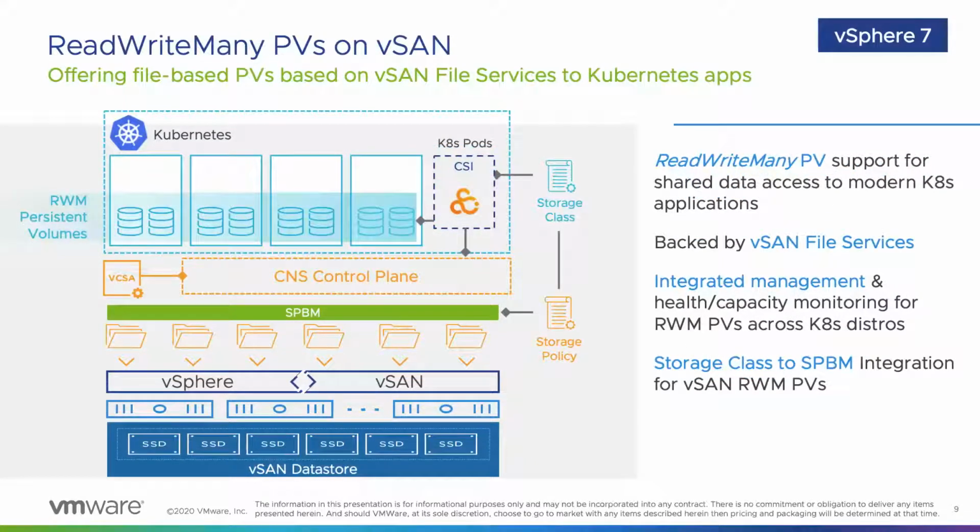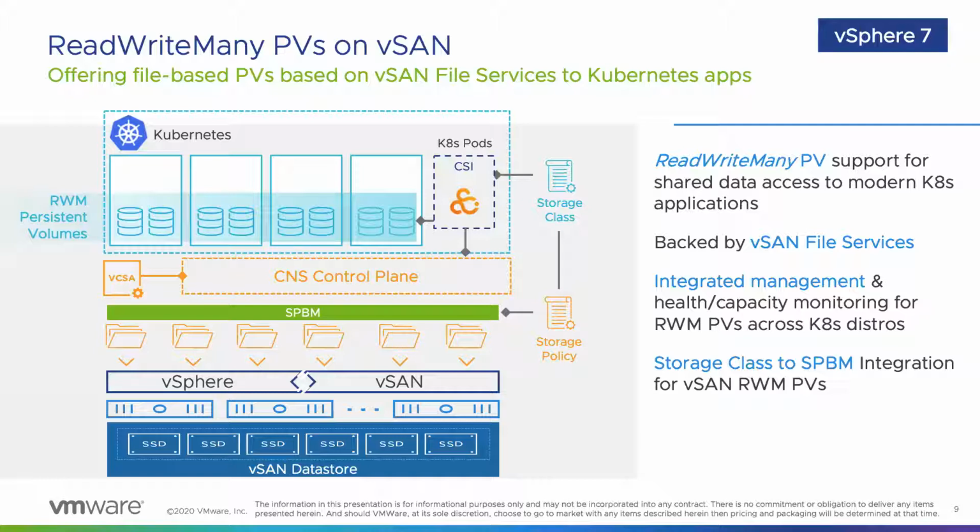The other feature that we released in vSphere 7, which was not there as part of vSphere 6.7 update 3, was the support for read write many persistent volumes. This enables customers to share data between different pods using read write many persistent volumes. And as of vSphere 7, we have this support available on vSAN.